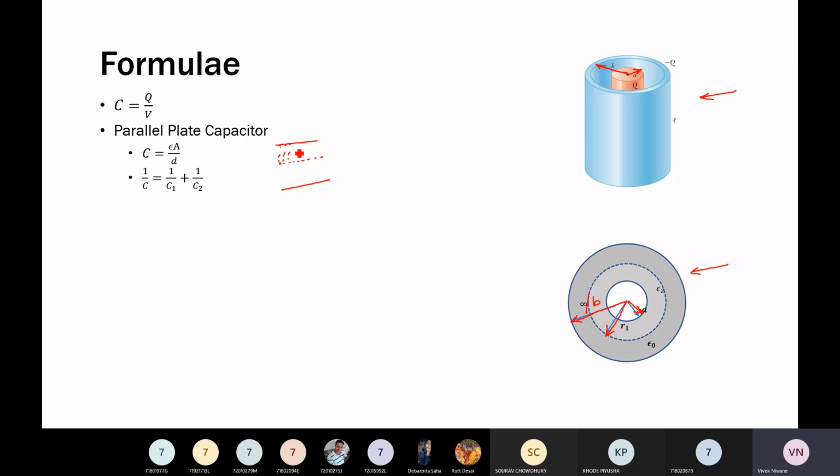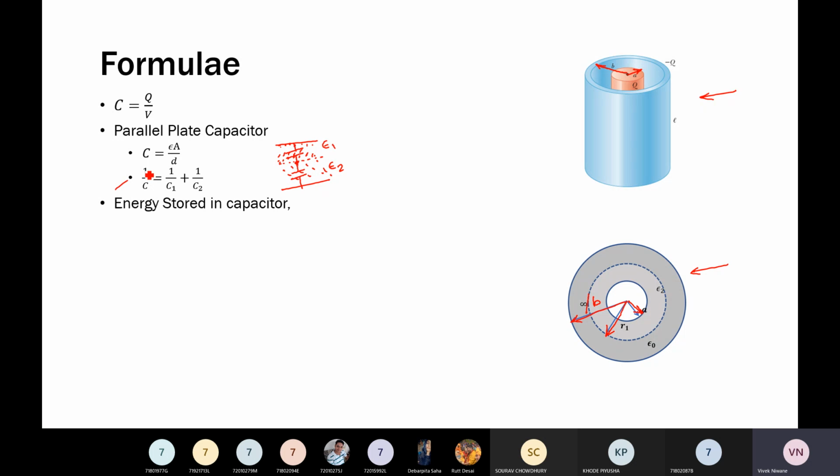Here there is one dielectric material and here there is another dielectric material. Let us say its permittivity is epsilon 1 and its permittivity is epsilon 2. So we do have one capacitor and we do have another capacitor. So two capacitances are in series, so their equivalent capacitance can be found in this way.